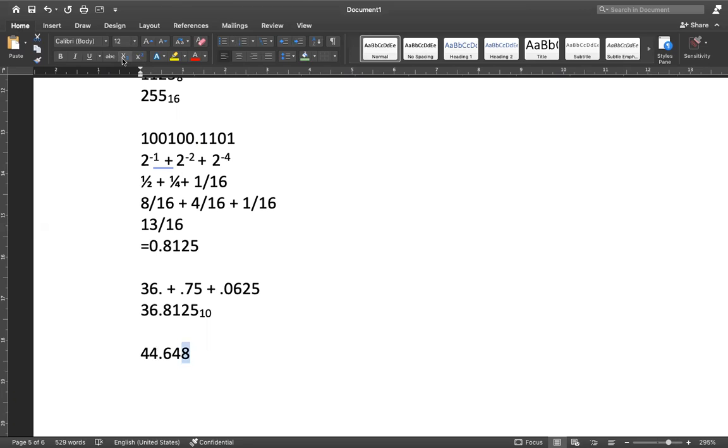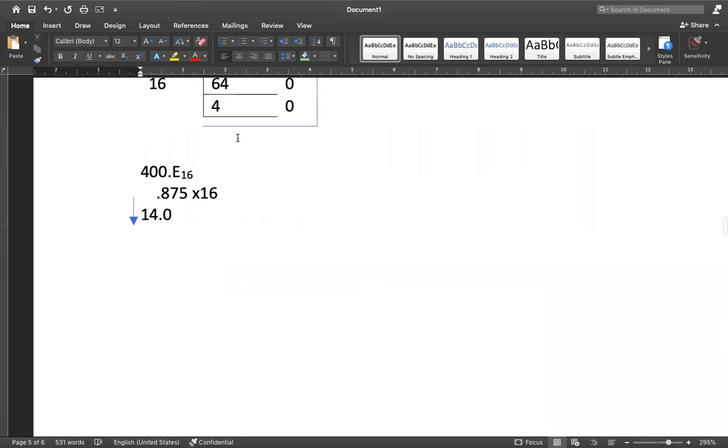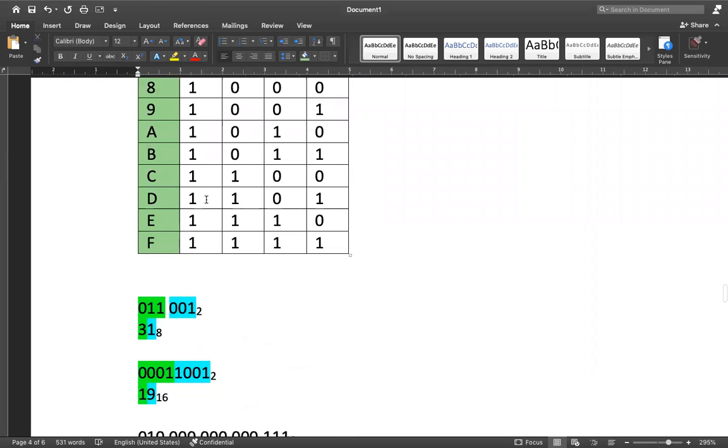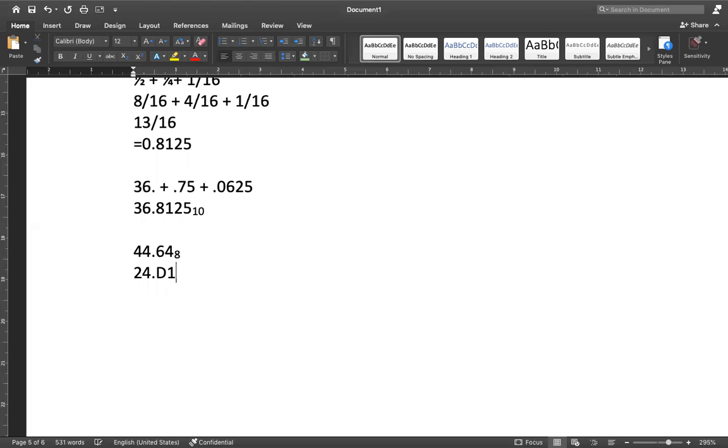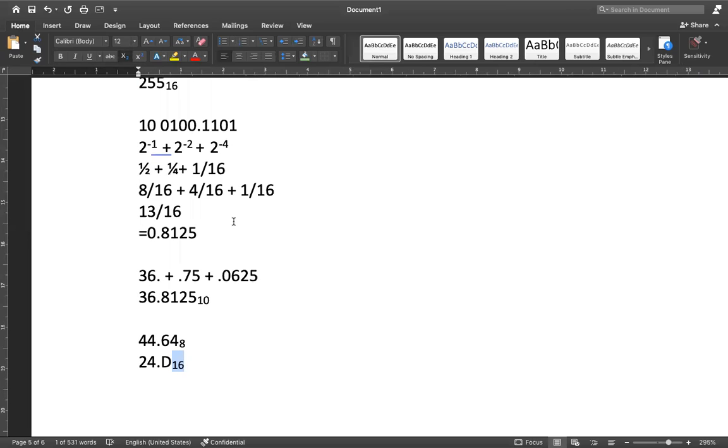And what is the hexadecimal one? Hexadecimal one is here you have 4, then you can write 24 point, sorry, 24 point, this one is 1101 means 13. 1101 is in the table, you know, 1101 is this one, D. This part is correct, hexadecimal and octal part. Hexadecimal and octal you got correctly.